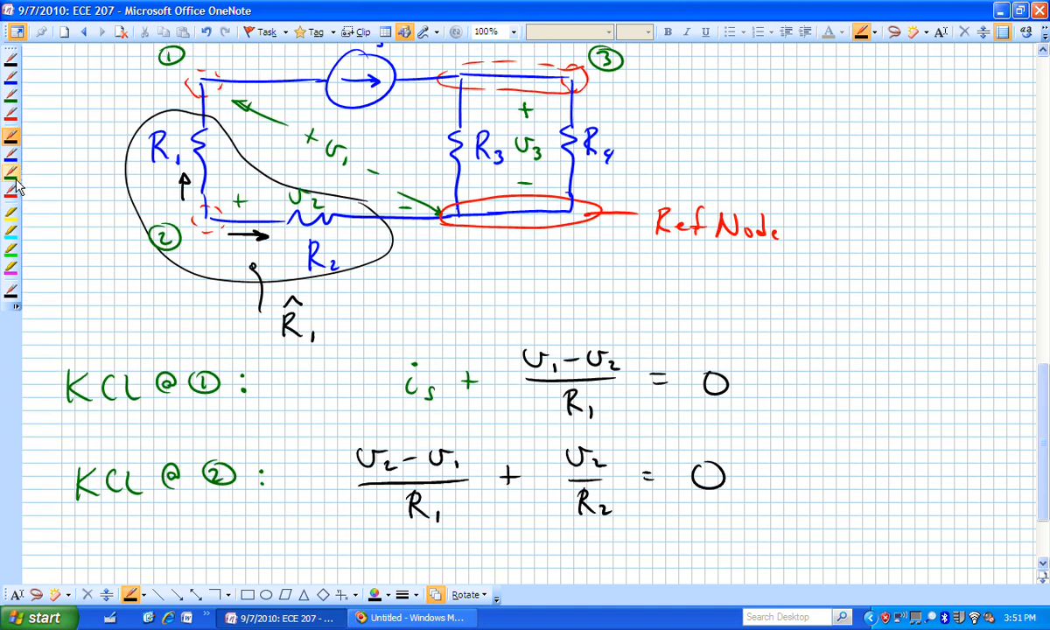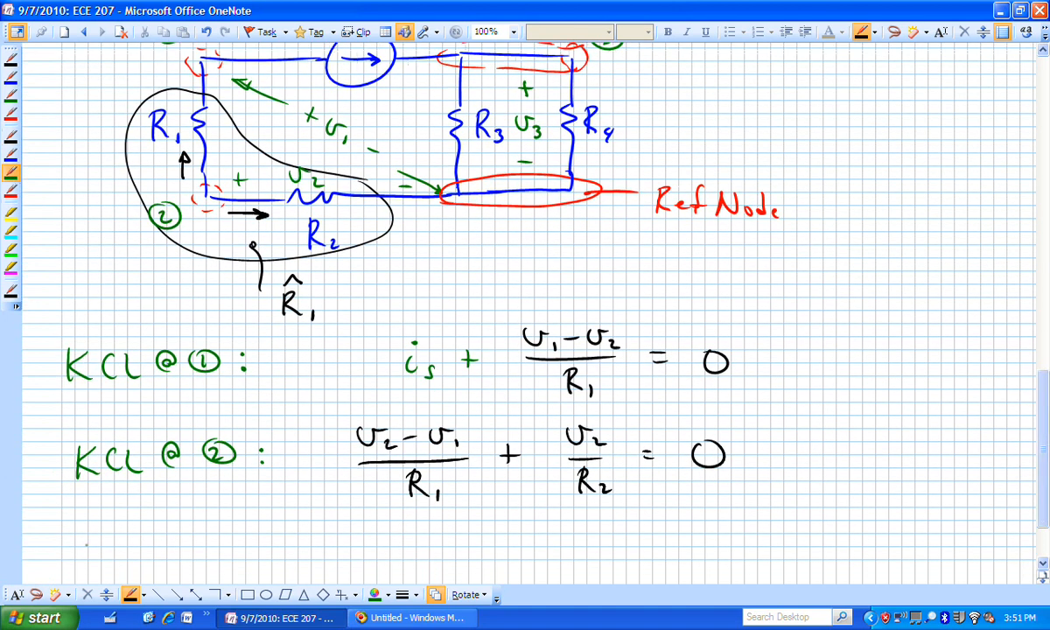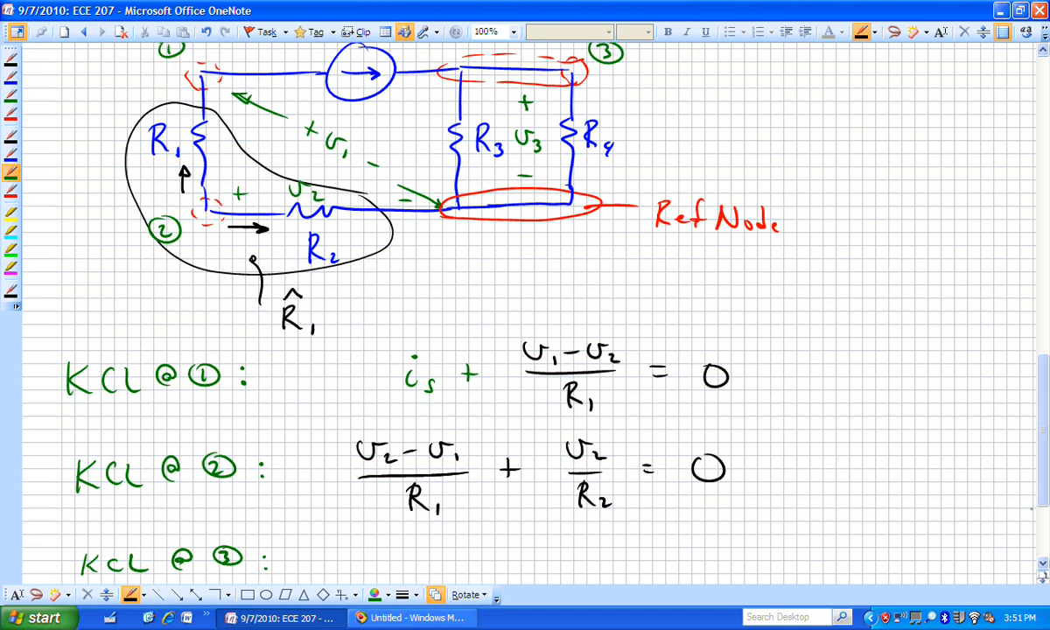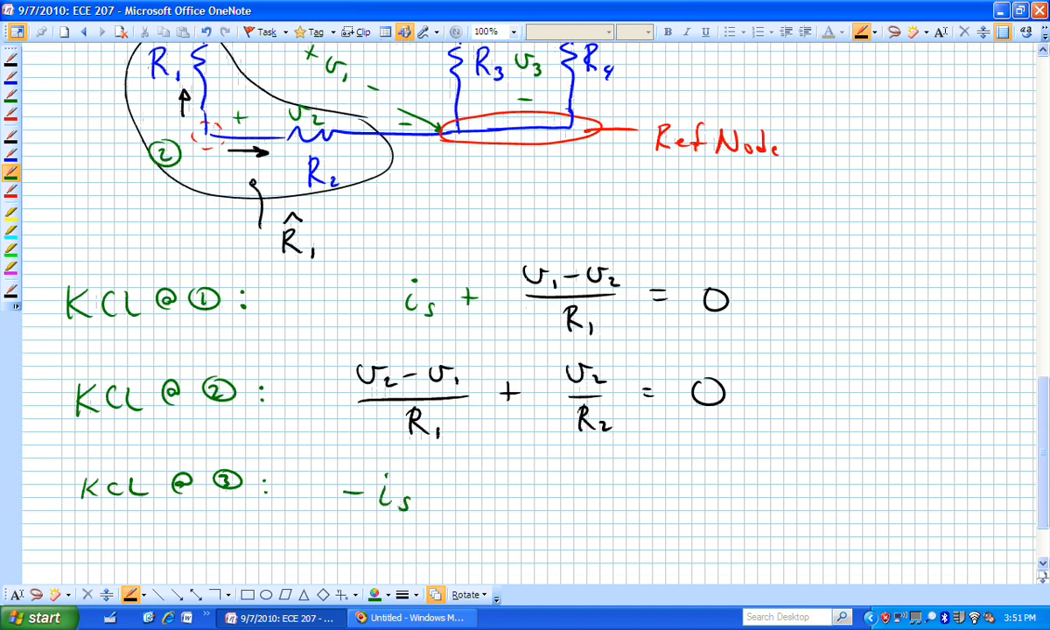If we now write KCL at node 3, what are the currents leaving that node? Is I sub s leaving? It's leaving if I labeled it this way, correct? Minus I sub s is leaving. That's one way of writing it. Or you could say all the ones leaving equal the ones coming in, and then the ones coming in will be on one side of the equation, all the ones leaving on the other side. It doesn't matter.